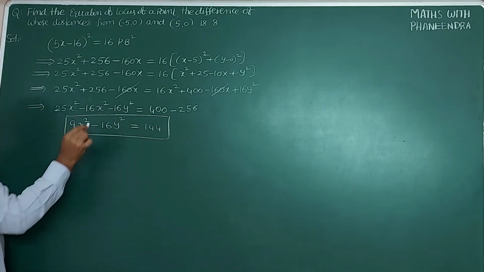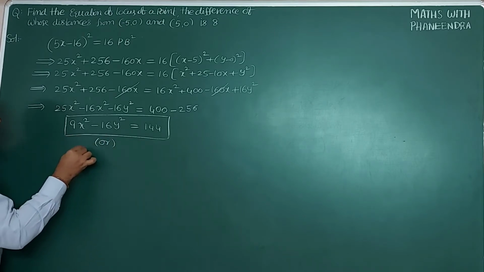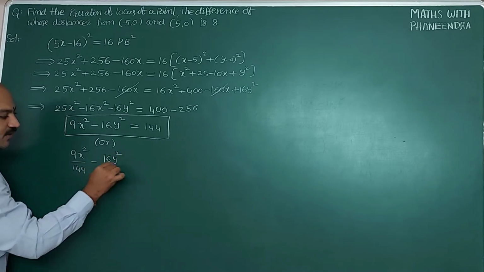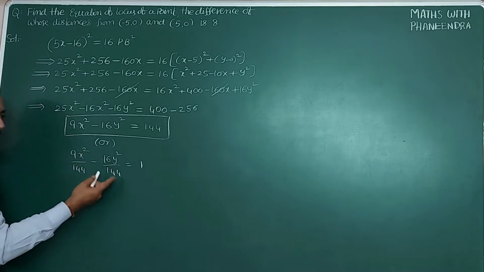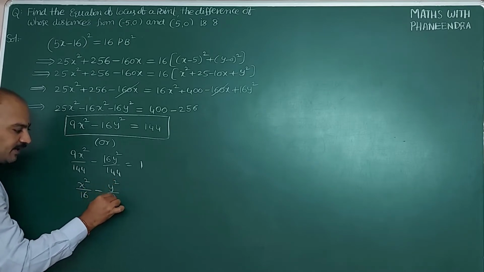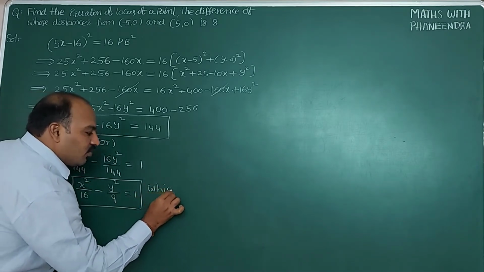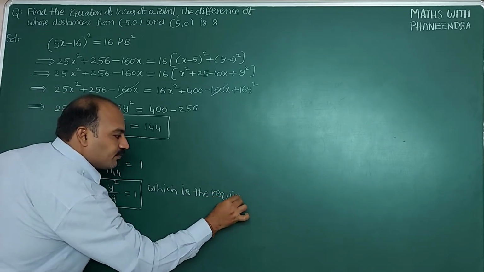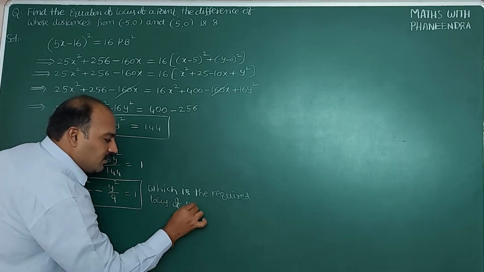This is the required equation of locus, or we can write it like this also. Divide throughout the equation by 144. 9x square by 144 minus 16y square by 144 is equal to 144 by 144, which is 1. So x square by 16 minus y square by 9 is equal to 1, which is the required locus of point P.